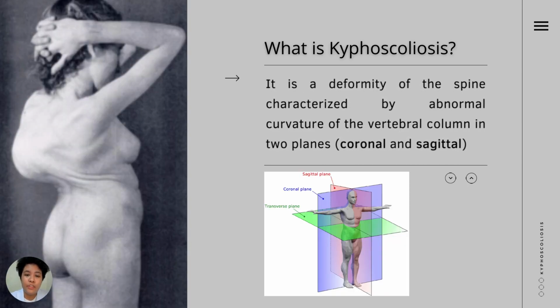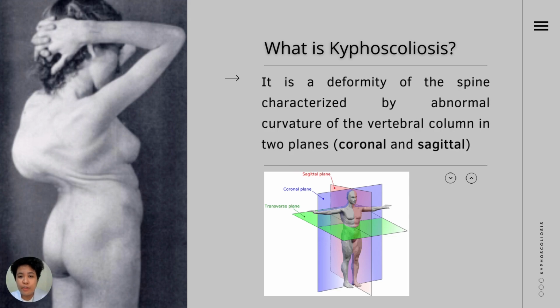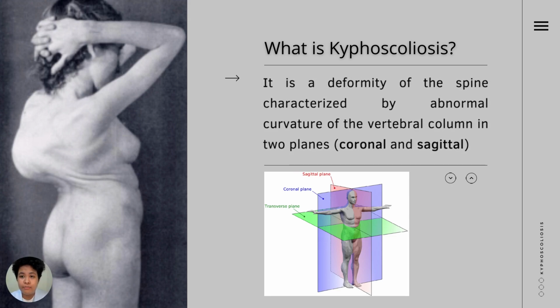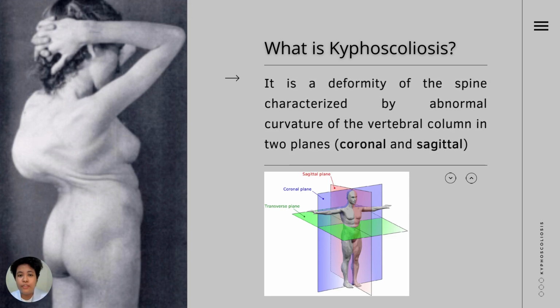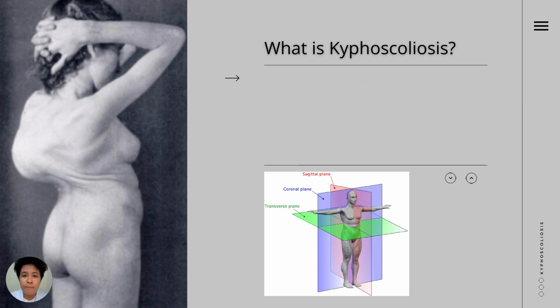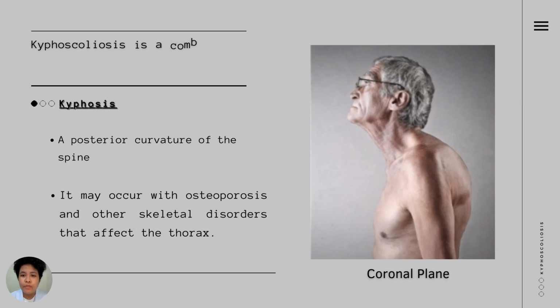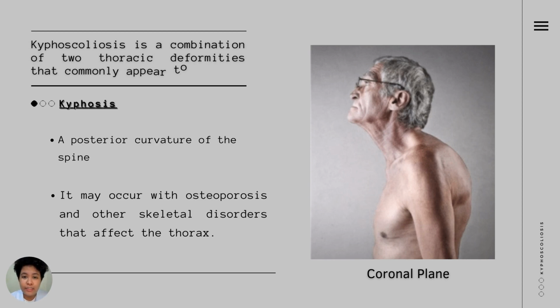First, what is kyphoscoliosis? It is a deformity of the spine characterized by abnormal curvature of the vertebral column in two planes, which are the coronal and the sagittal planes. First, let's talk about kyphosis. What is kyphosis? This affects the coronal plane of the body.